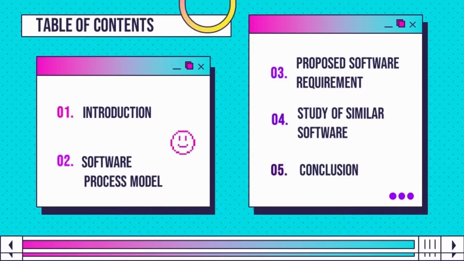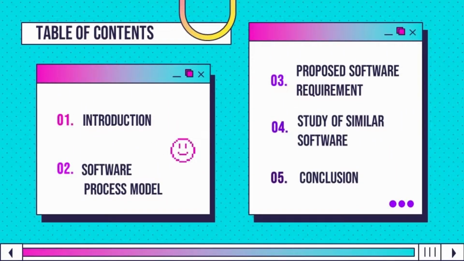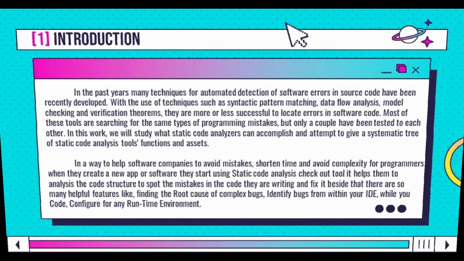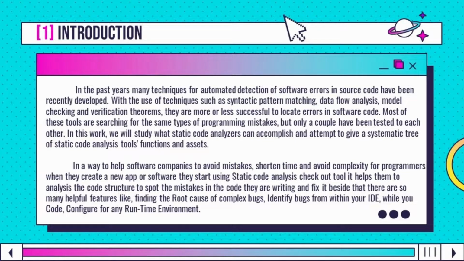As you can see, this is the table of contents, which has 5 parts. The first is introduction. Second, software process model. Third, proposed software requirement. Then study of similar software, and the last one, conclusion. So today I'm going to present to you about the introduction.